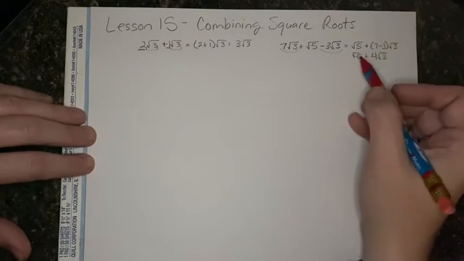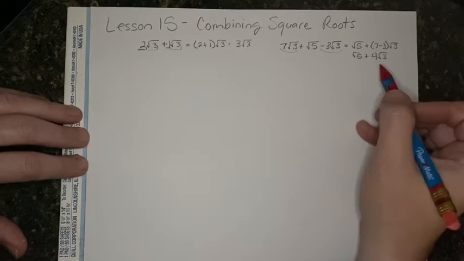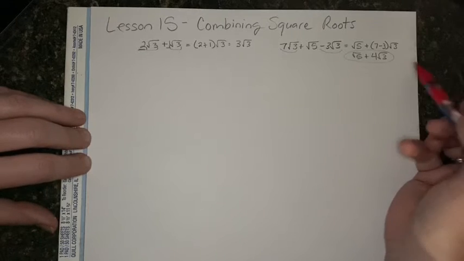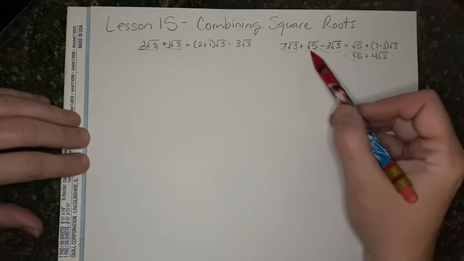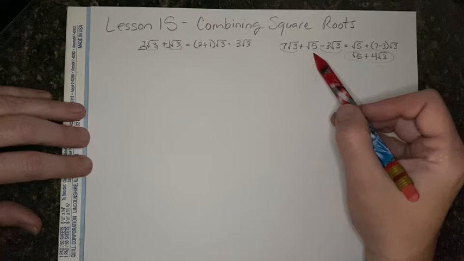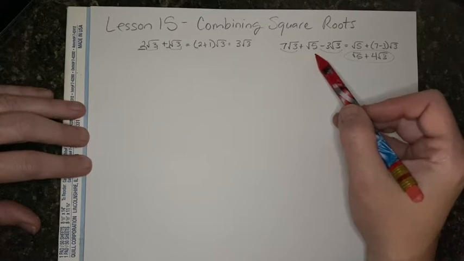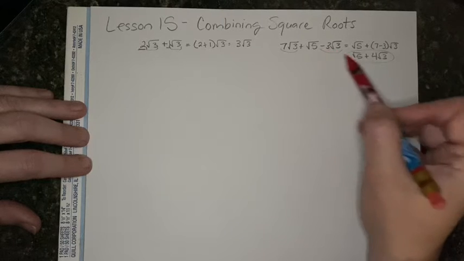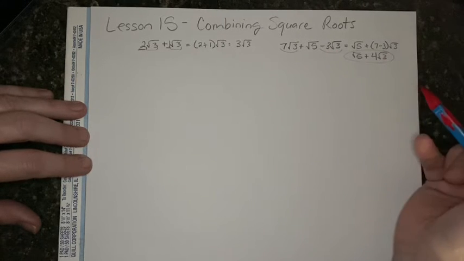This is what we end up with when we do this problem. The square root of 5 doesn't change because it doesn't have any friends. Poor square root of 5. But we can add our 7. Well, we can take 7 minus 3 and end up with 4 times the square root of 3.